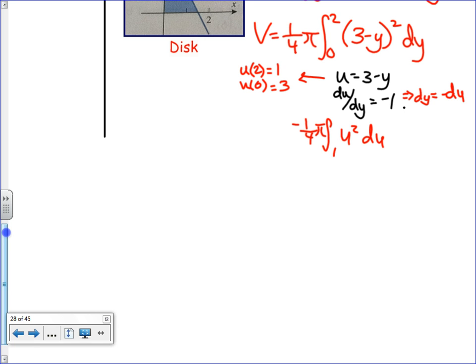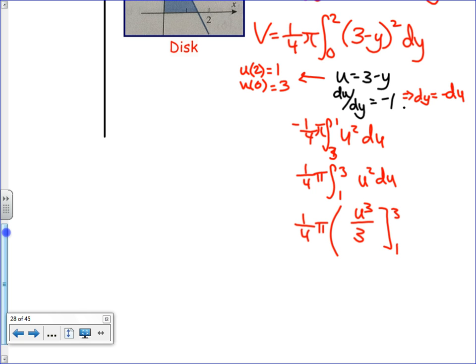Oh, that's why there's a negative. No. Because the bounds are flipped. But I could then flip the bounds again and make it a negative, which makes it a positive, all better, from 1 to 3 of u squared du, which of course would be 1/4 pi. You guys don't need to see this, I know. But there were so many places in your homework, in your work, where there is illegal math going on all over. Just be careful, okay?